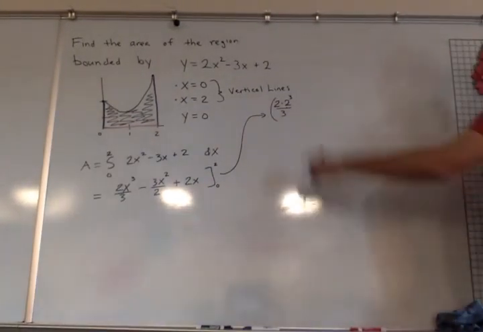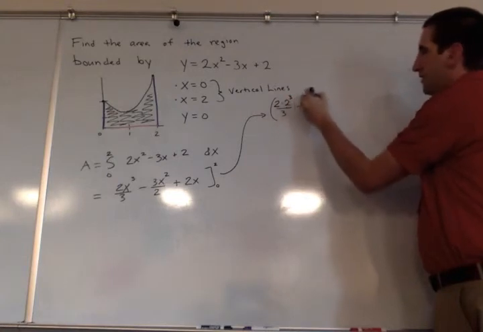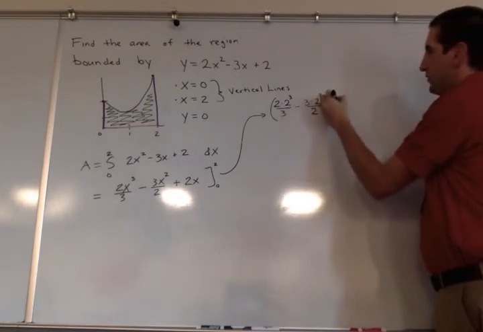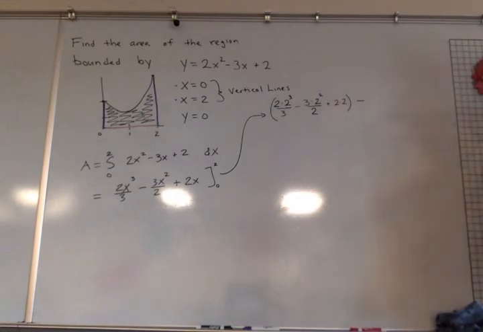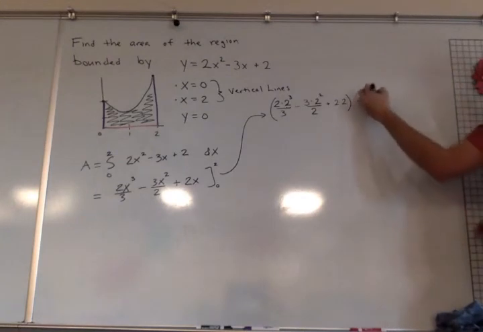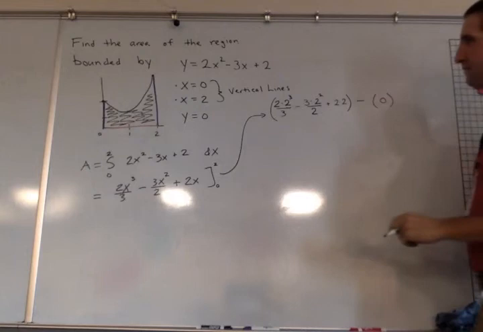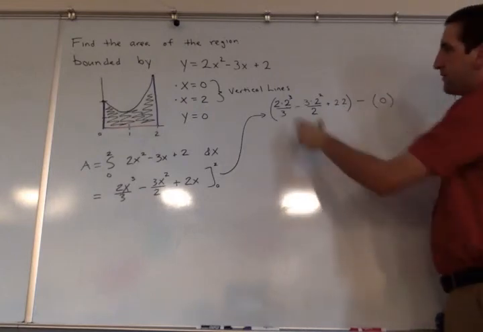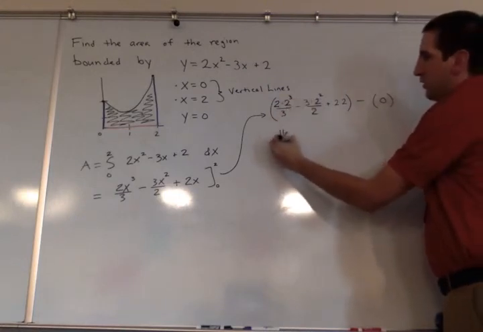2 times 2 cubed over 3 minus 3 times 2 squared over 2 plus 2 times 2. And then the nice thing about this one is we'll subtract this. We're putting 0 in for x, so my second parentheses is just going to be 0. Works out a little nicer than we might have at first expected. So now let's just evaluate this and simplify this so we get a solution for the area. 2 cubed would be 8 times 2 is 16. So we have 16 over 3.